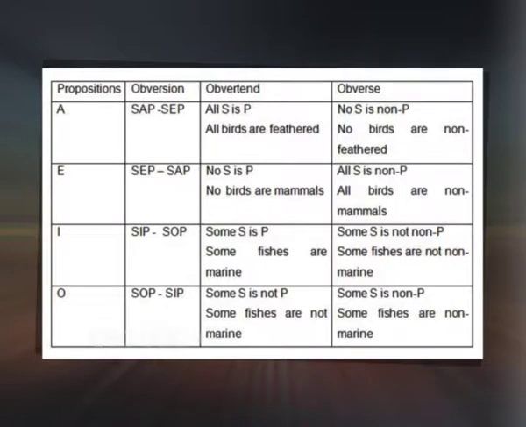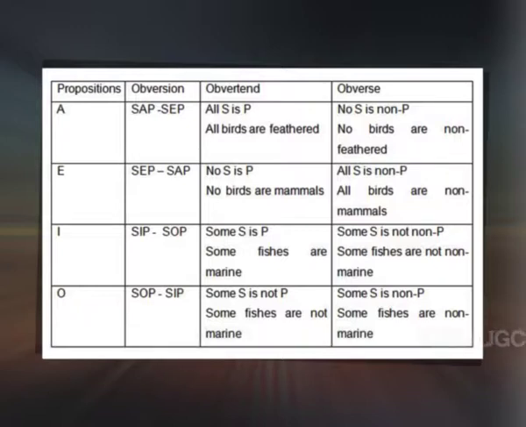A proposition obversion, SAP, SEP. Obvertend, all S is P. Obverse, no S is non-P. Obvertend, all birds are feathered. Obverse, no birds are non-feathered. E proposition obversion, SEP, SAP. Obvertend, no S is P. Obverse, all S is non-P. Obvertend, no birds are mammals. Obverse, all birds are non-mammals.